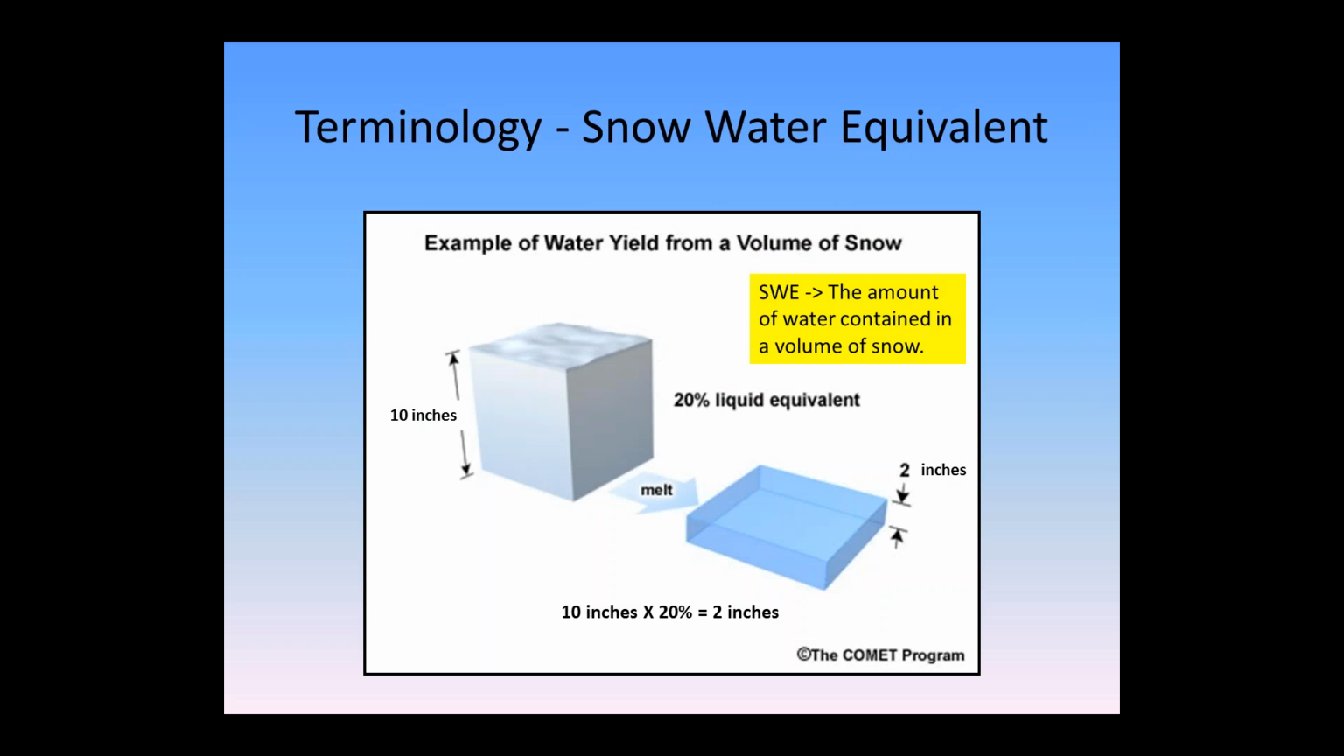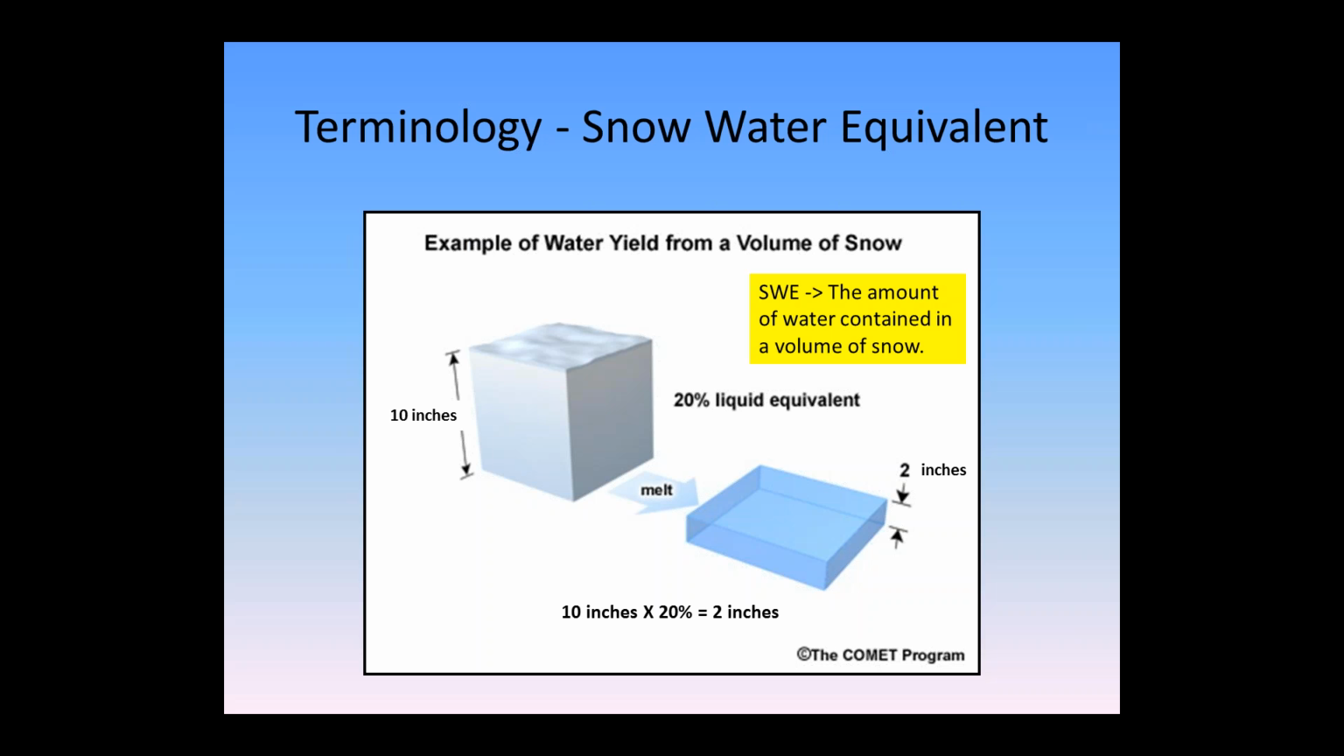The next term I'll talk about here briefly is snow water equivalent. Many of you are familiar with this, but for those who are not, basically what snow water equivalent, or SWE in the yellow box shown, means is how much water is contained in the snow. So in the diagram I show here, on the left there's a box with 10 inches of snow in it. If you melt that all down to water, it contains 2 inches of liquid water.